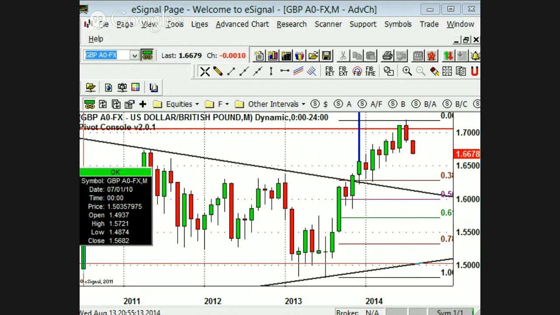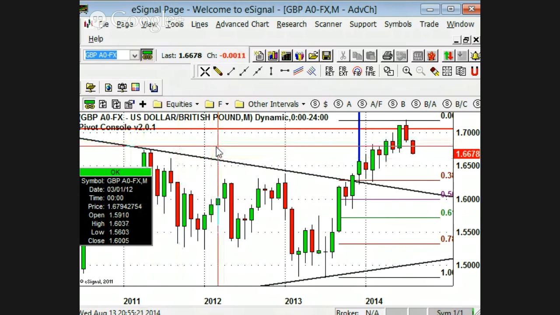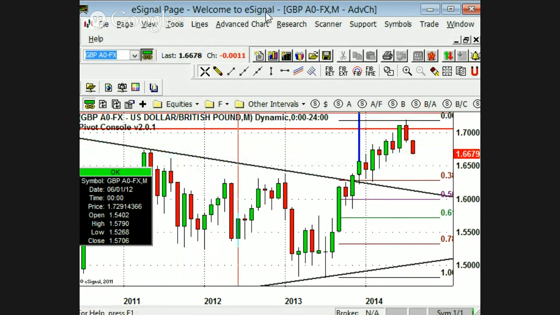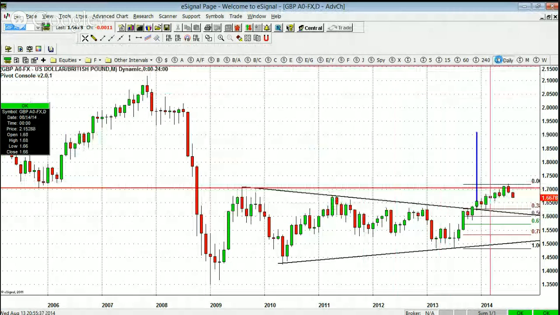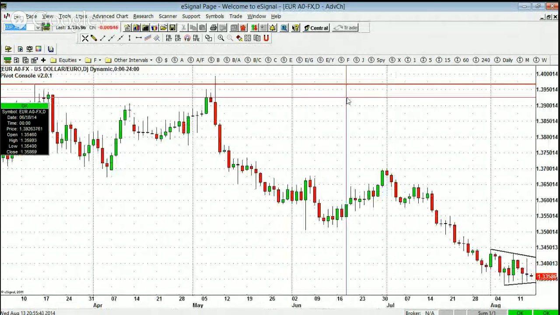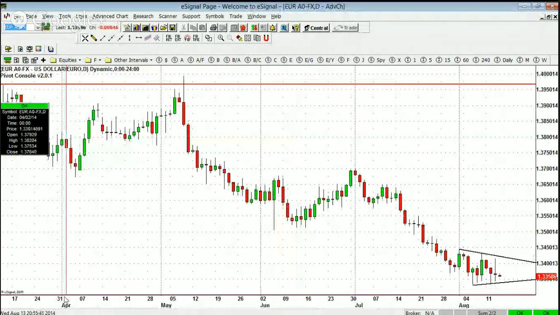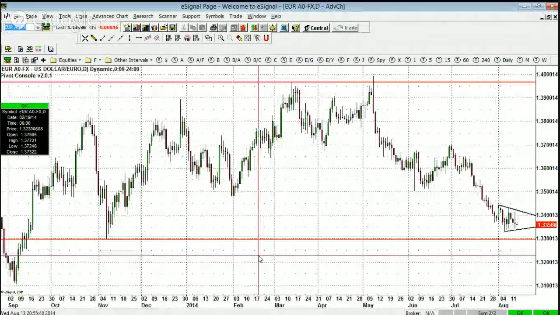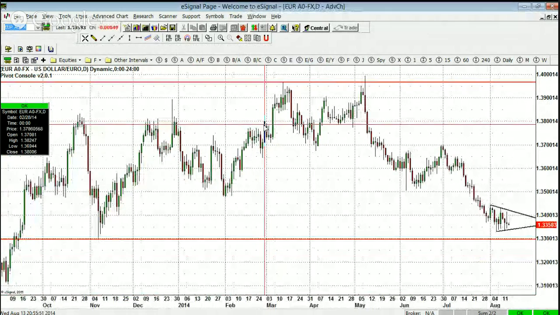Okay, let me speak about what's happening in the markets currently. Everybody should be able to see a chart coming up here of eSignal, my favorite charting package. What we have here is a chart of the euro versus the US dollar, and let's see exactly what's happening.